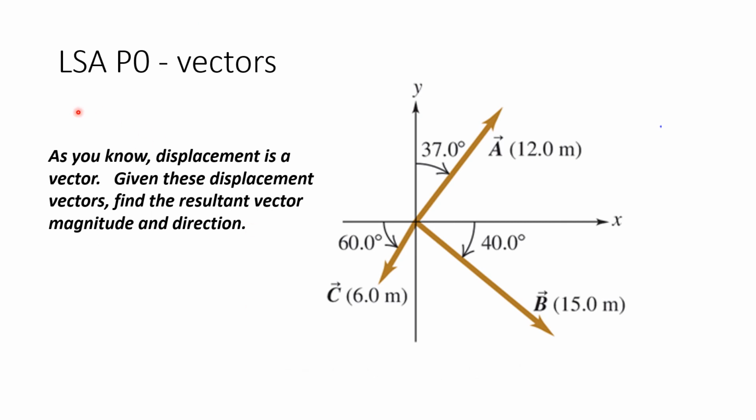Now quickly, the three LSAs then. We will have LSA, I call it physics 0, having to do with vectors. So here I have three vectors, and as you know, displacement is a vector. So given these three displacement vectors, find the resultant vector, magnitude, and direction.